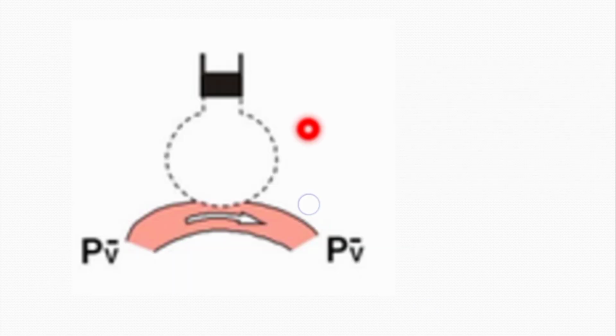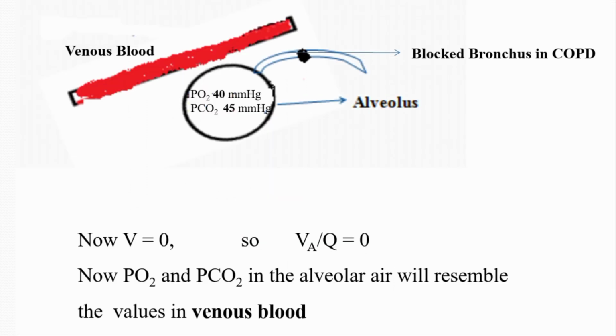Now this is another pathological condition, and this is the case of COPD, chronic obstructive pulmonary disease, in which there is obstruction in the airflow, and suppose there is complete obstruction. So no air is coming in this alveolus, but if we talk about the blood flow, it is normal. So in these conditions of COPD or in obstructive diseases, we say that perfusion or Q is wasted and it contributes to physiological shunt.